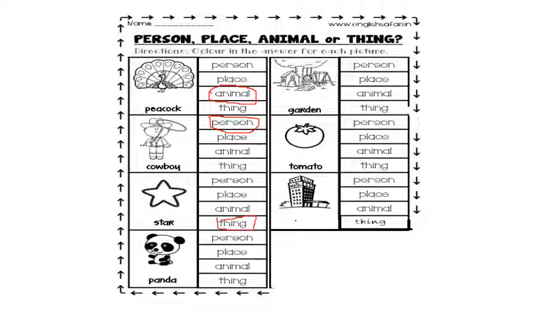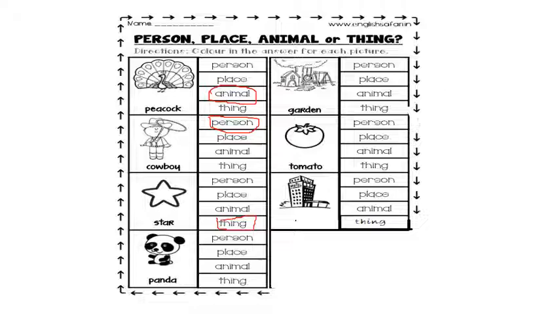Okay, good, children. Now, next. Tomato. Is tomato a person? Is it a place? Is it an animal? Or is it a thing? Okay. Whatever this is, you have to circle it. You have to do by yourself. Now, what is this? It's a building. What do you see? Is building a person? Is it a place? No, it's a hotel. So, is it a person? Is it a place? Is it an animal or is it a thing? Good. You have done it. Good, children. Did you circle?